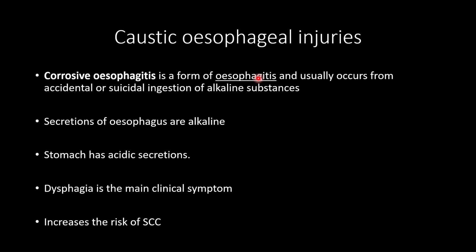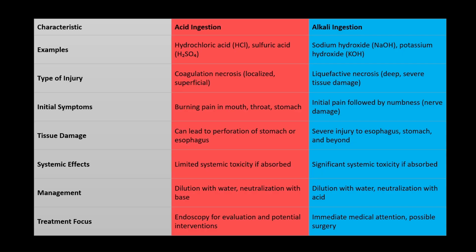Now, the esophageal damage depends on many things. It depends upon the concentration, the type, the quantity of ingestion, the chemical composition of it, and the time of contact between the ingested substance and the esophagus. It usually affects the middle and lower third of the esophagus much more than the other parts.